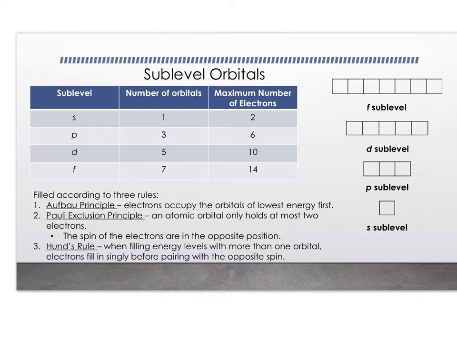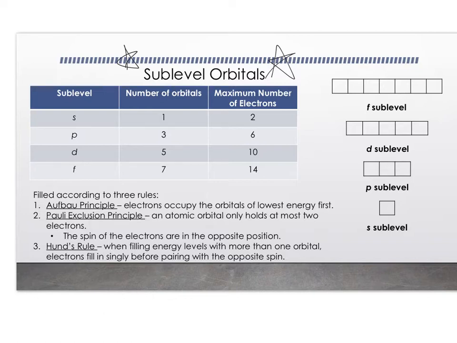Okay, so this slide is going to be one of your extremely important slides to have everything in here written down and drawn out, especially the sublevels to your right. But the sublevels, S, P, D, and F, we need to know the number of orbitals that they can have and the maximum number of electrons.